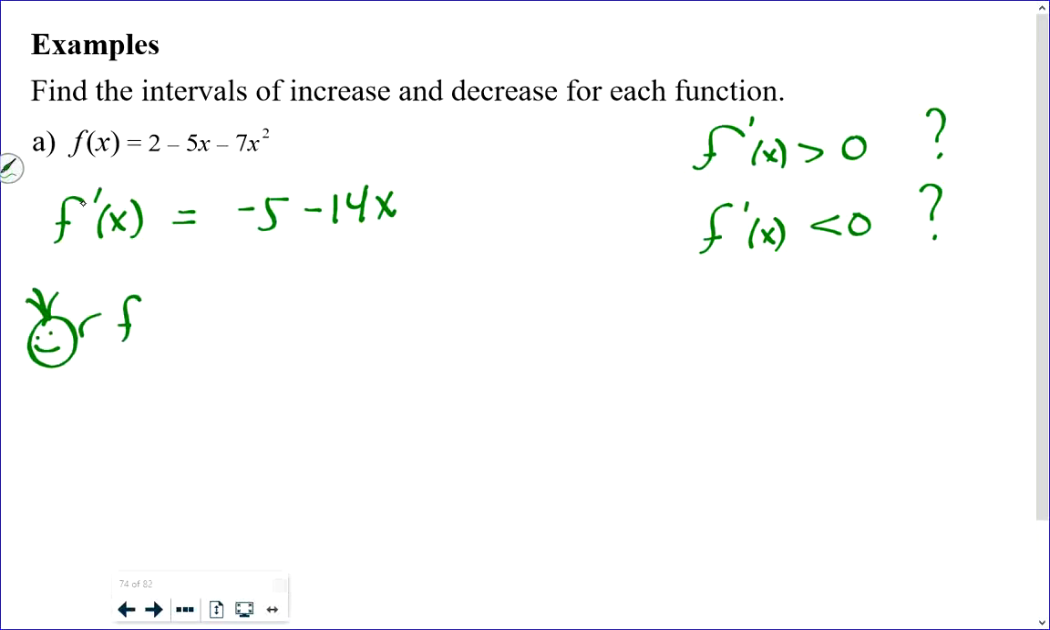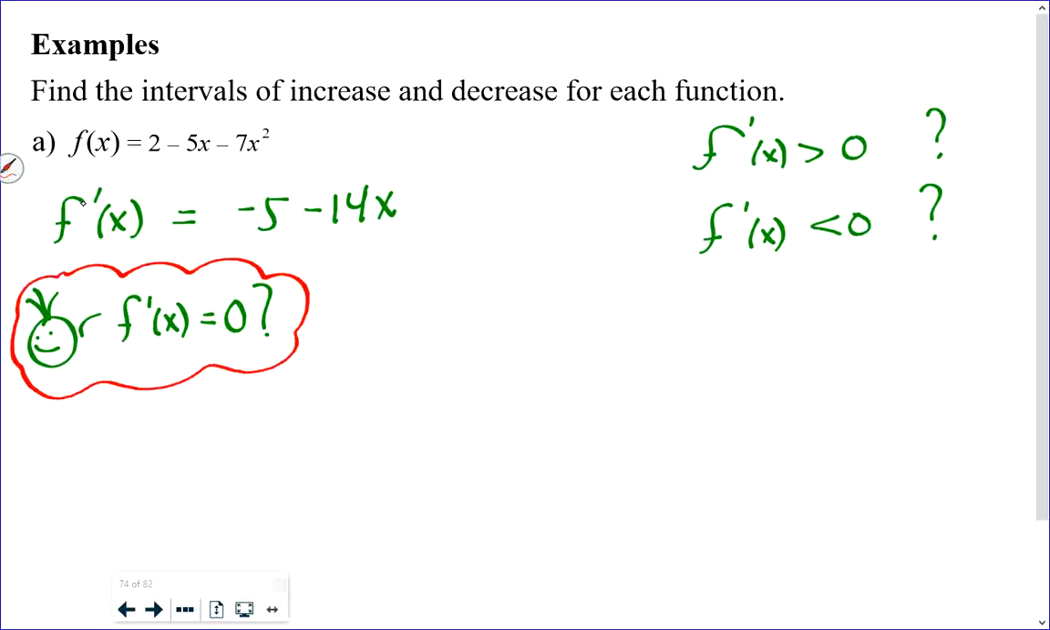Where is f prime of x equal to 0? And this is just the thought that's going on in my head. You may not think what I'm about to tell you is important, but I think it is. We are not going to write out the derivative equals 0. We're not going to put negative 5 minus 14x equals 0.